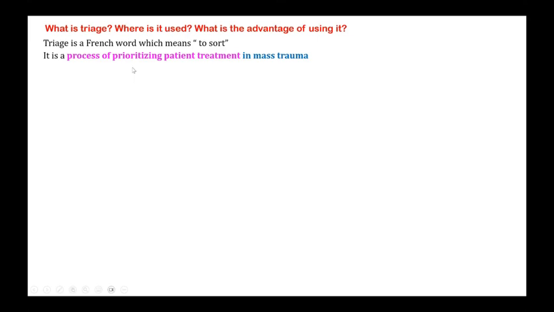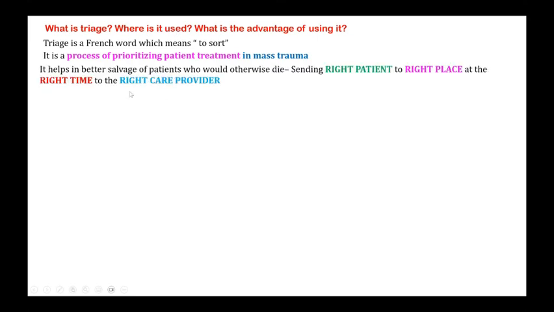So what is triage? Where is it used, and what are the advantages of using it? The French word which means to sort or classify or separate. The process of prioritizing patient treatment in a mass trauma. That is the main reason for doing the triage. It helps in better salvage of patients who would otherwise be dying. So sending the right patient to the right place, at the right time, for the right care. This is the aim of this triage.